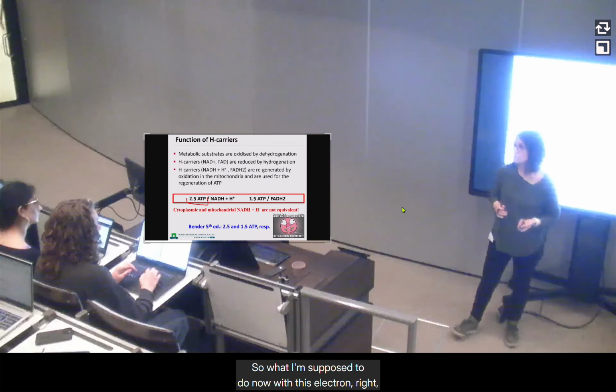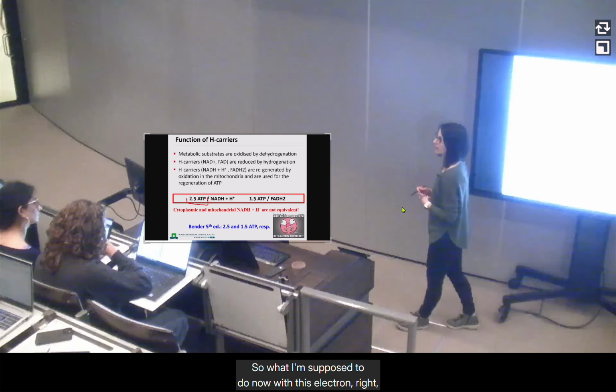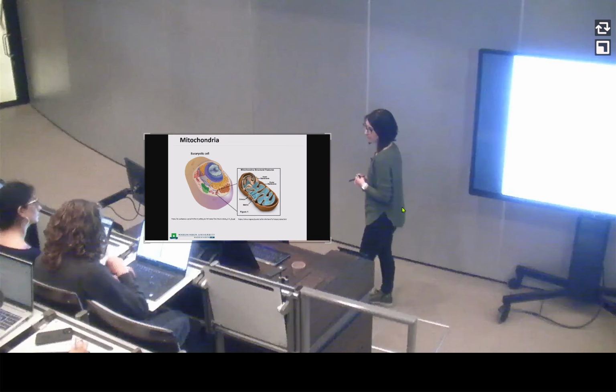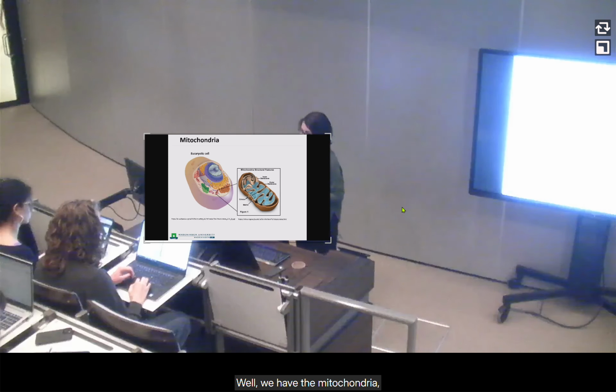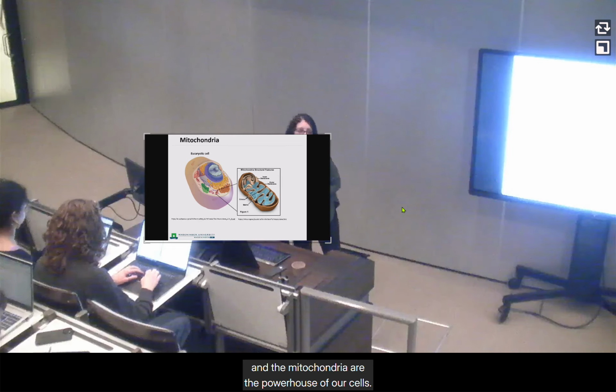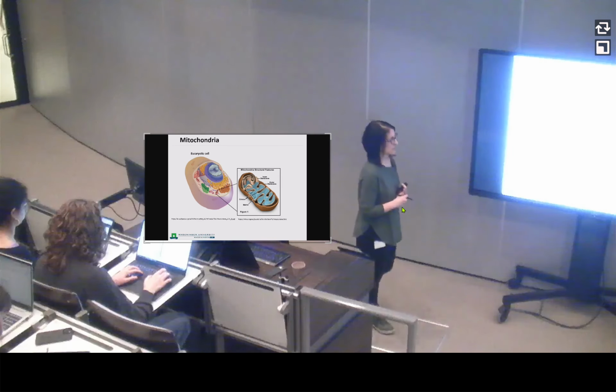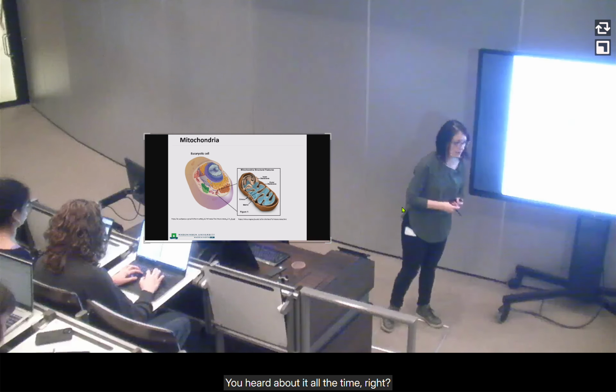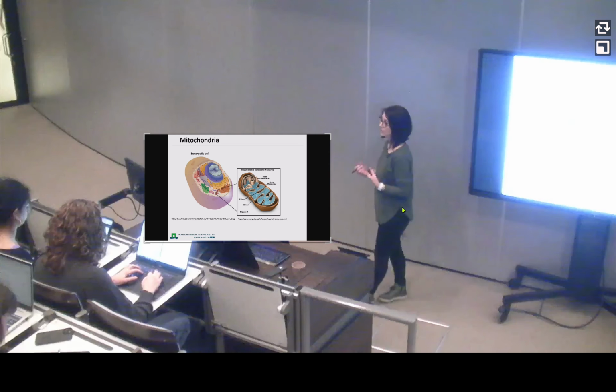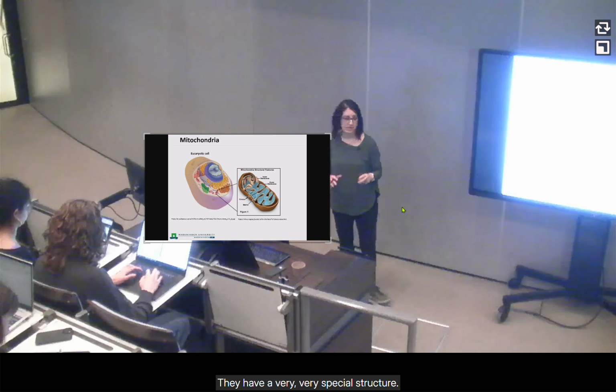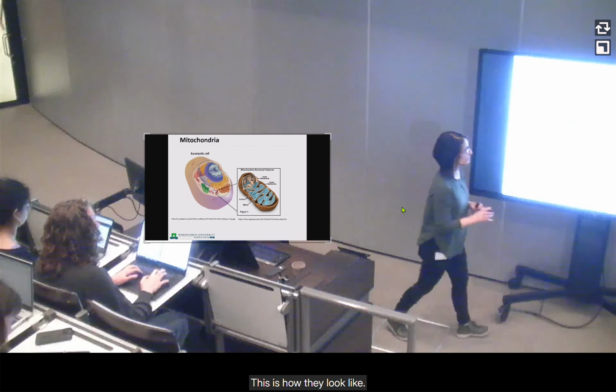So what am I supposed to do now with these electrons, right? They are entrapped in this molecule. Well, we have the mitochondria, and the mitochondria are the powerhouse of our cells. You heard about it all the time, right? But they really are very important to make energy. They have a very, very special structure. This is how they look.